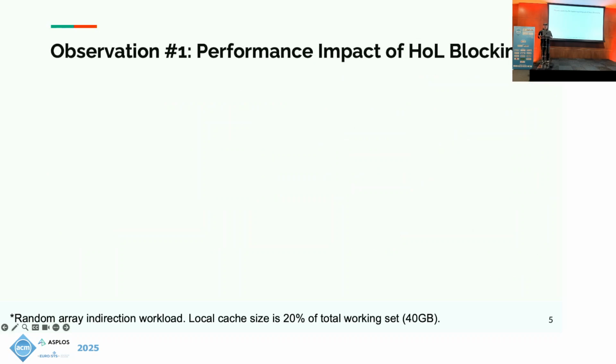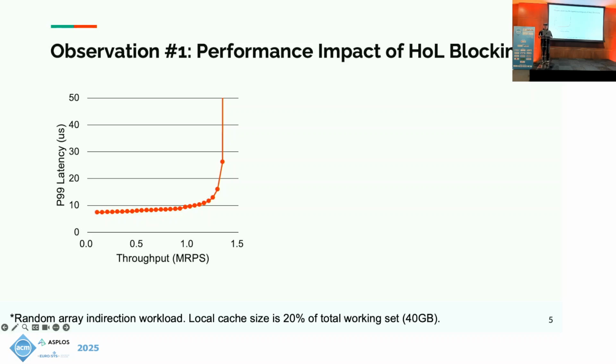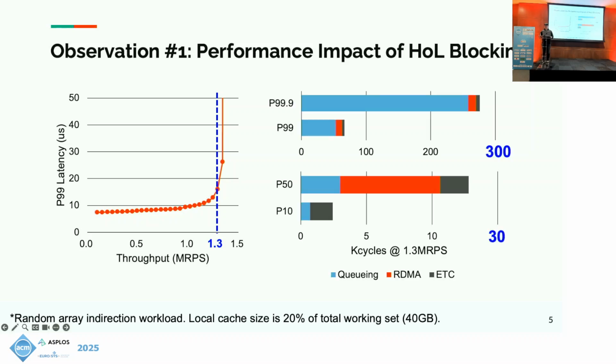So, how much impact does the head-of-line blocking have on performance? On the left, we plot the throughput on the x-axis and the 99th percentile latency on the y-axis. Around 1.3 mega RPS, the system is saturated, and tail latency starts skyrocketing. The latency breakdown at that point is on the right. As you can see, the queuing delays are the dominant factor for such a high tail latency.